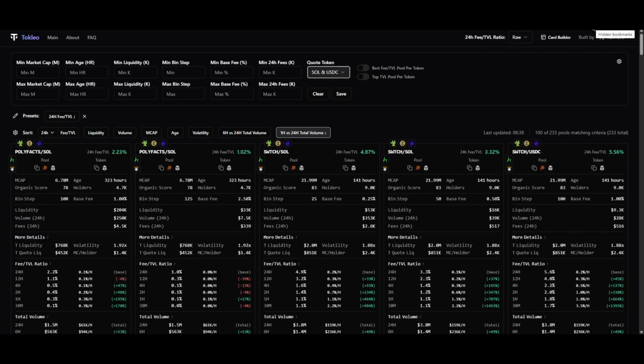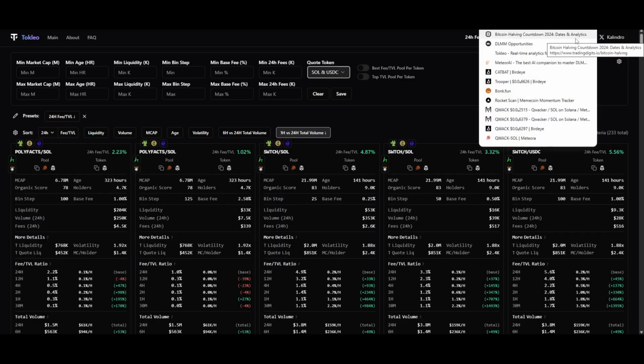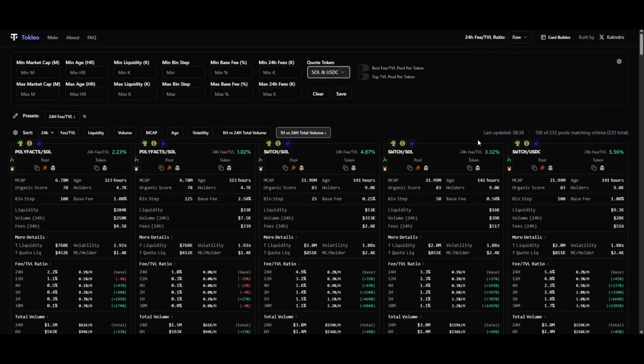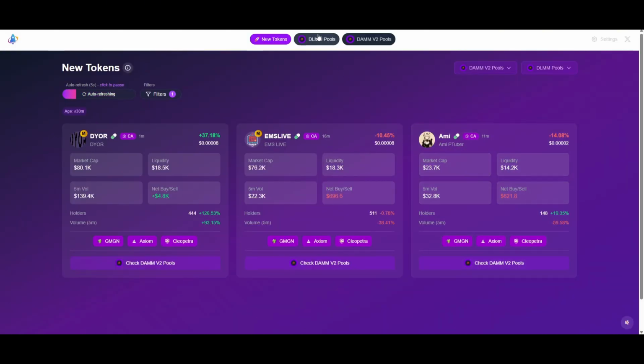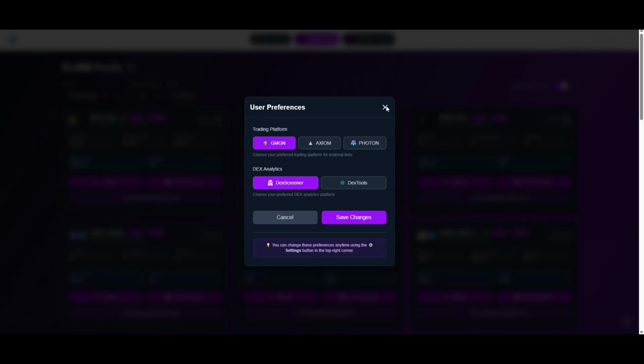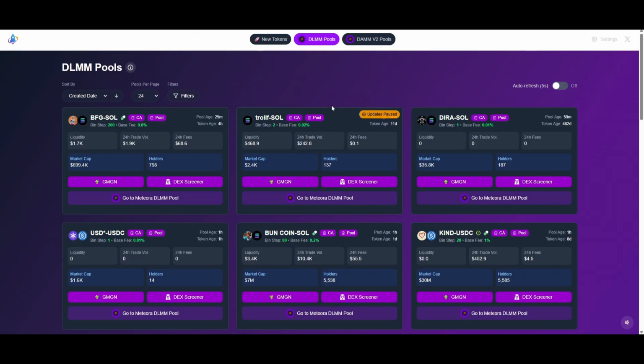Now, if you want to go even deeper, and you really want to do the high risk new ones, go to here, save changes, and you could also go to here. So this shows you the newly created tokens. These tools are all free, by the way. There's no need to pay for anything. So this shows you what DLMM pool has just been created.